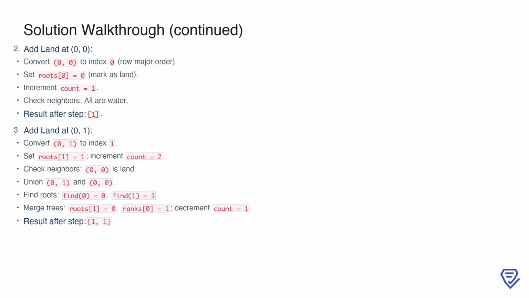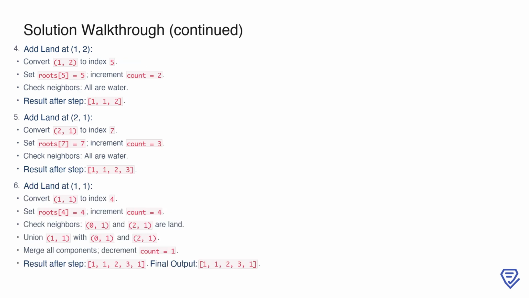Next, we add land at position 0,1, which corresponds to index 1. Again, we mark this as land by setting roots[1] equals 1 and increment the island count to 2. However, position 0,0 is now land, so we perform a union operation to merge these two components. Using the find function, we determine that the roots of indices 0 and 1 are 0 and 1, respectively. We merge the trees by setting roots[1] equals 0 to unify the components and increase the rank of the root at index 0. This reduces the island count back to 1. The result after this step is 1, 1.